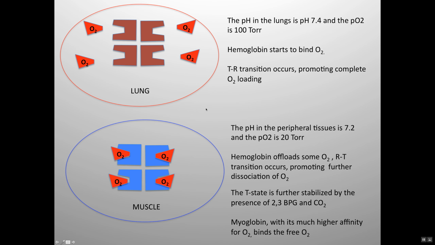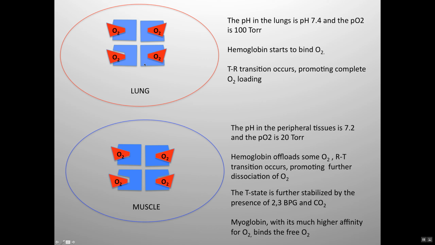So let's put all of this together. Here we are in a pulmonary capillary, and here we have a red blood cell passing through the lungs. So let's remember what the conditions are in the lungs. The pH is 7.4, so a higher pH. The oxygen concentration is high. Under these conditions, hemoglobin will start to bind oxygen. As a hemoglobin subunit binds oxygen, we're going to get this transition from the T to the R state. That's going to open up the other binding sites on the hemoglobin, promoting oxygen loading. So under these conditions, hemoglobin is fully saturated.